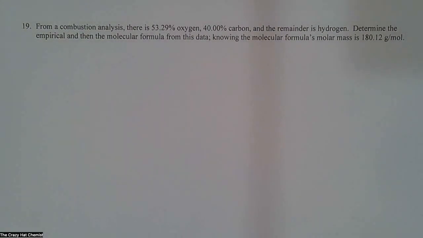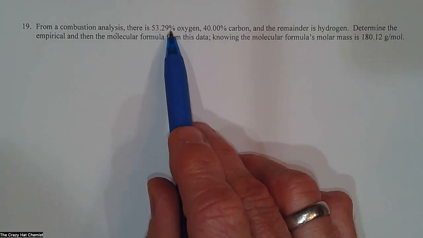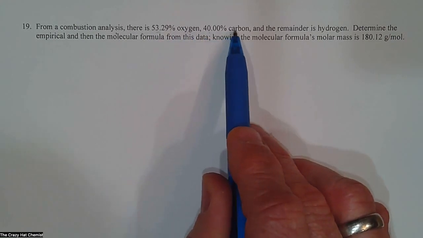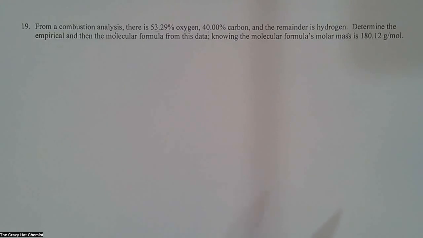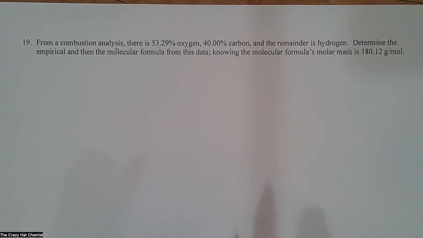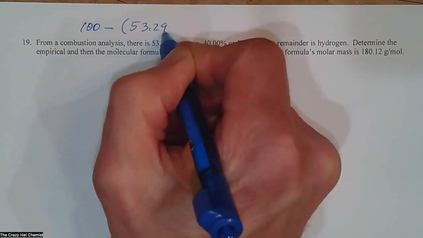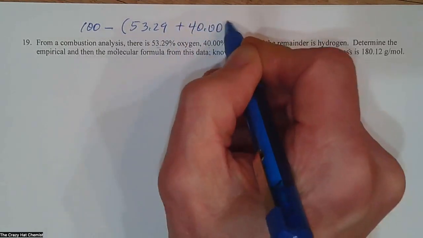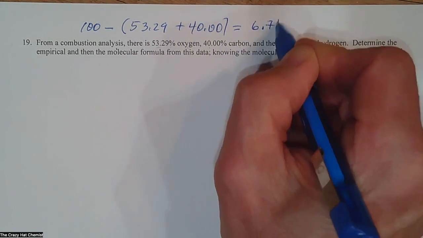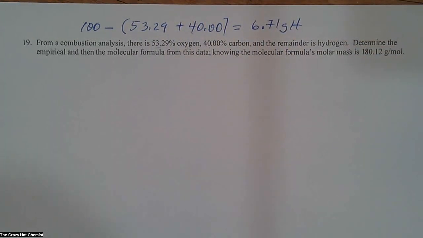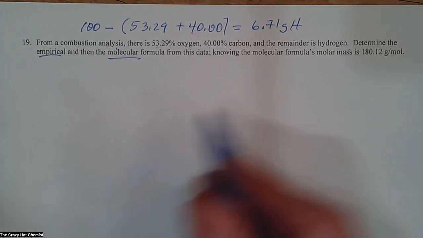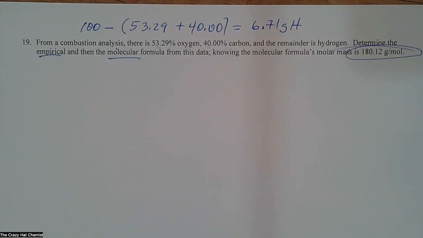Okay, here we go. From a combustion analysis, so this is our next one here. We have 53.29% oxygen, 40.00% carbon, and the remainder is hydrogen. So again, what we're going to do here is what we've done in similar problems. We're going to take 100% minus 53.29 plus the 40.00. That will give me 6.71 percent of hydrogen. We're going to determine the empirical and then the molecular formula, knowing that the molecular formula's molar mass is 180.12.